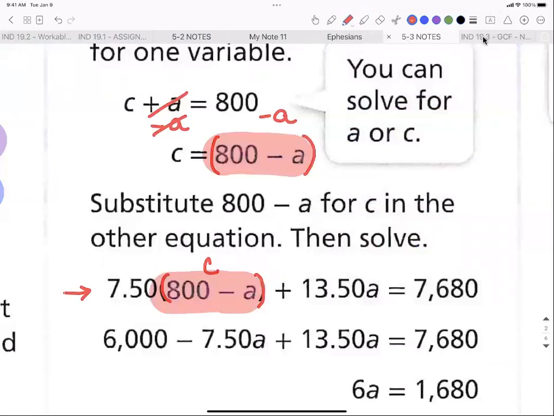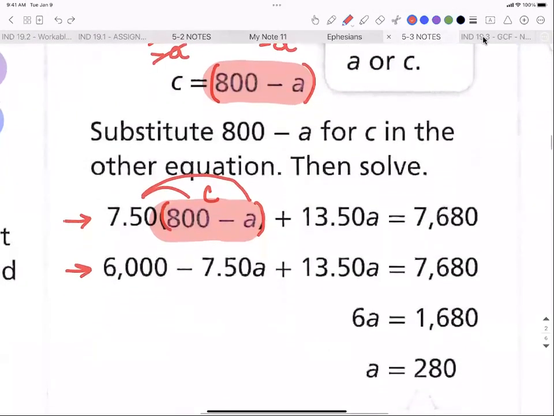Now, just like on that other one, you have to distribute. And 7.5 times 800 is 6,000. And 7.5 times negative A is negative 7.5A. So that's where they get that next line right here. Notice they just dropped down the 13.5A, and they dropped down the equal sign, and they dropped down the 7680, because we didn't do anything with that yet.